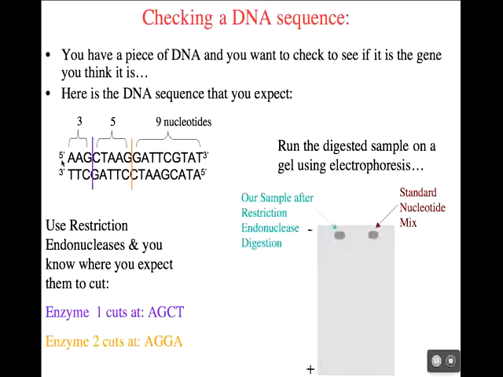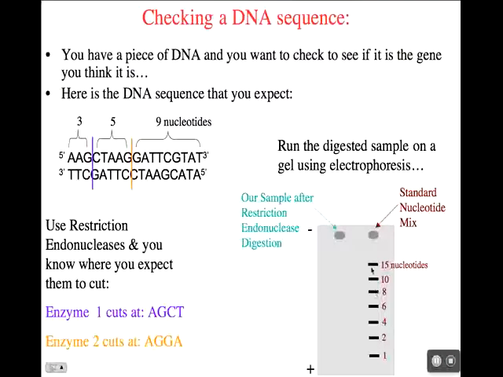You're going to expose your gel to a charge, positive at the bottom, negative at the top, because you want your DNA to be pulled towards the positive. How fast each piece of DNA moves depends on its size. Smaller fragments move faster. Larger fragments move more slowly. So here's your standard mix, with fragments of 1, 2, 4, 6, 8, 11, and 15 nucleotides. Remember, this was a mix of all of them together, and your electrophoresis separated them out according to size.